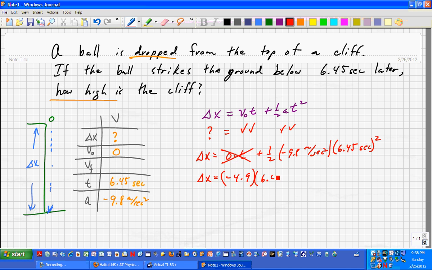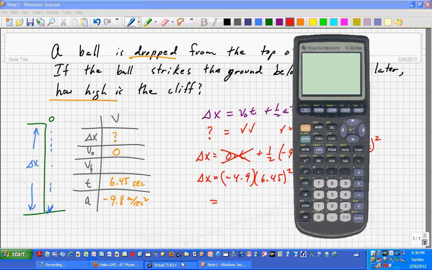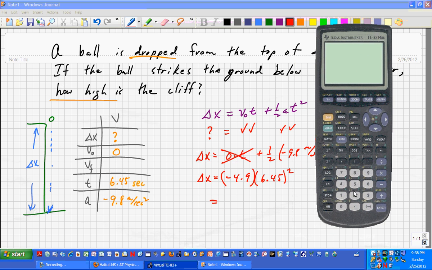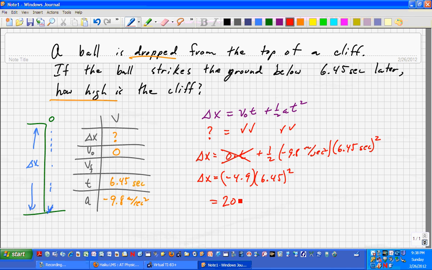times 6.45 squared, which is going to be equal to negative 4.9 times 6.45 squared, and that's going to be equal to 203.9 meters. 203.9 meters, and that was negative. That is the change in position.